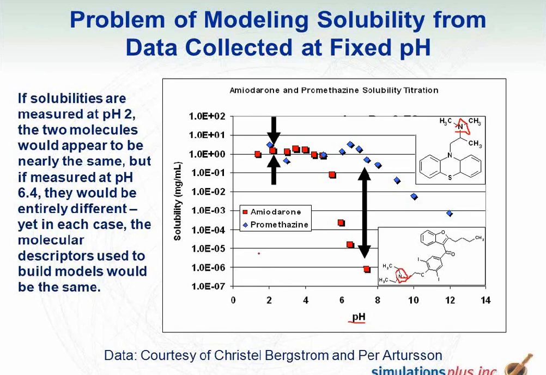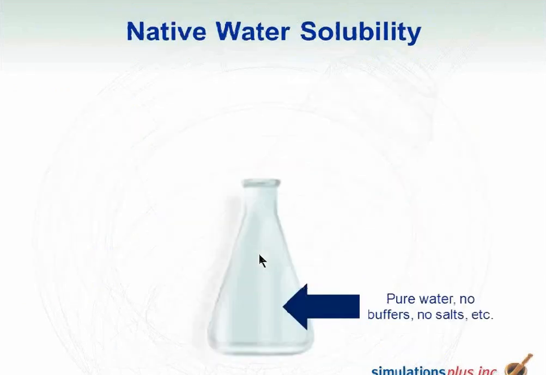Now, this really makes it impossible to measure or to model because the descriptors are going to be the same for the model, yet we're trying to come up with two different predictions for each one of these molecules at different pHs. And so what we model is the native water solubility, and this is quickly illustrated on this slide.